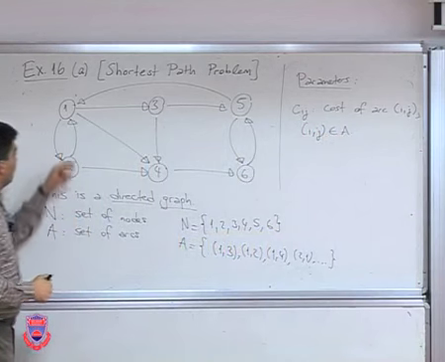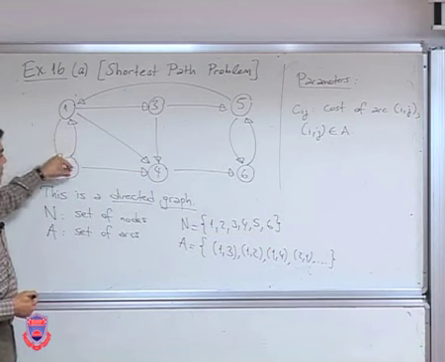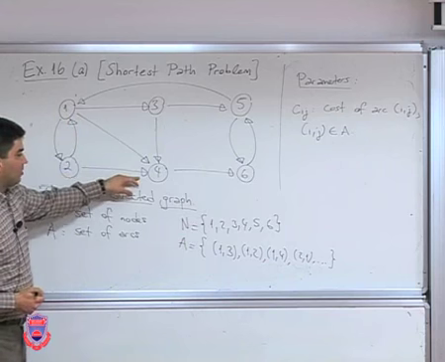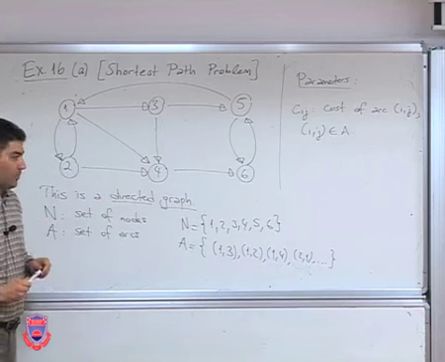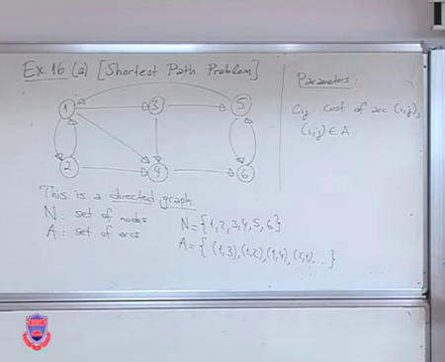So for every arc, there's going to be a cost. C12 is the cost of traveling from 1 to 2. C21 is the cost of traveling from 2 to 1. C24 is the cost of traveling from 2 to 4, and so on and so forth. Of course, we assume that the costs are usually non-negative.